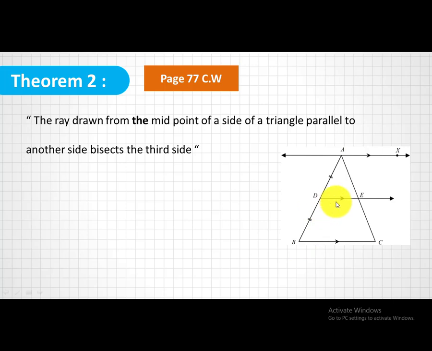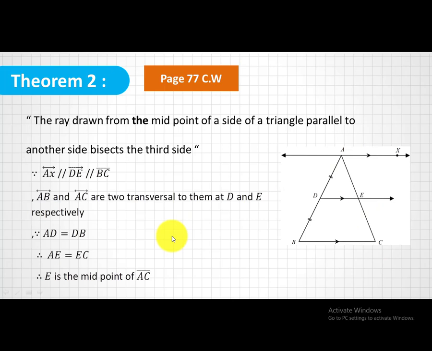Then the ray DE drawn from the midpoint of a side of a triangle parallel to another side means DE is parallel to side BC. Therefore what? Yes, this ray bisects the third side, means this ray DE bisects the side AC, means E is the midpoint of AC. AE equals EC.